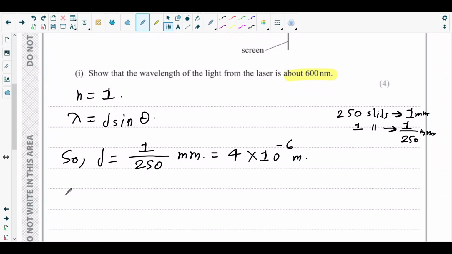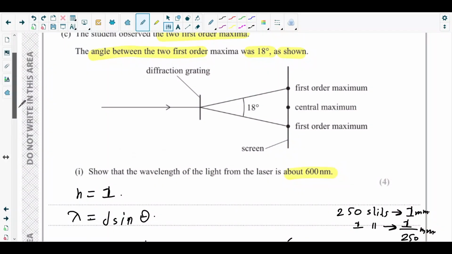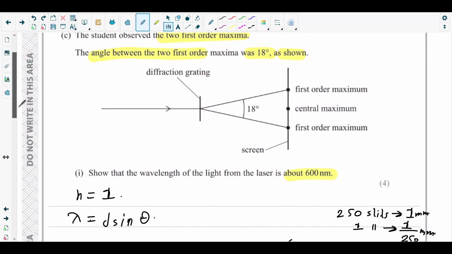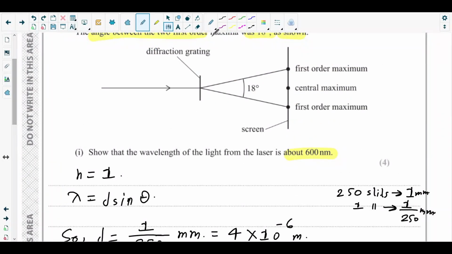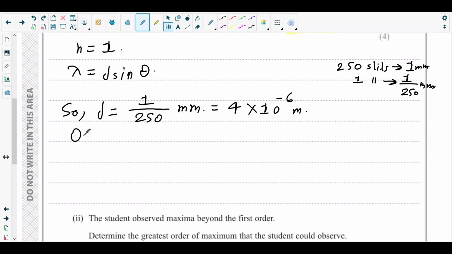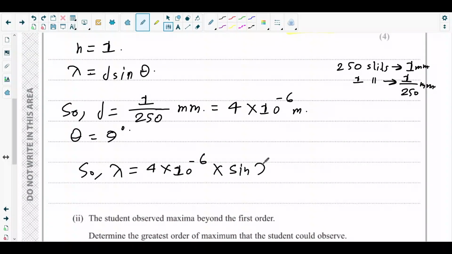Now theta here, we don't need to use tan theta because theta would be just half of the given angle. The theta should be the angle between the central maxima and the first order maxima, right? So this is half of 18. So theta equals 9 degrees. So lambda equals 4 times 10 inverse 6 times sine 9 degrees.